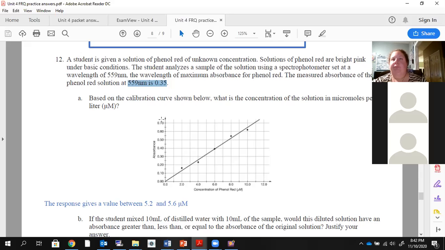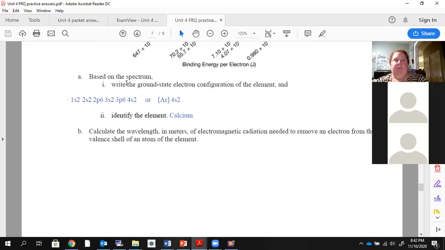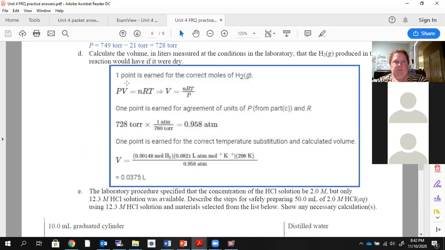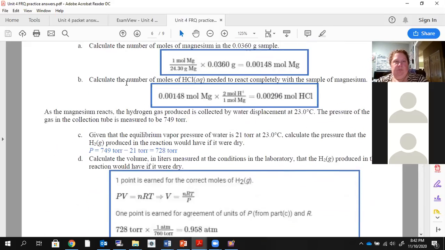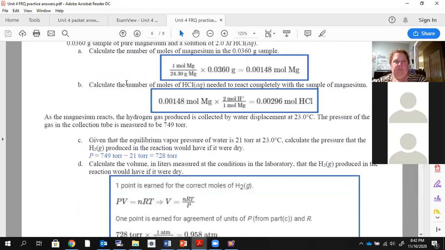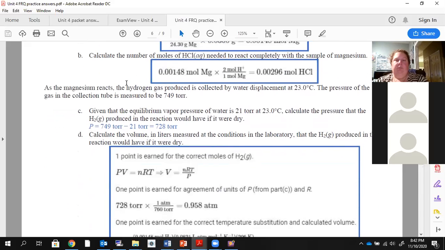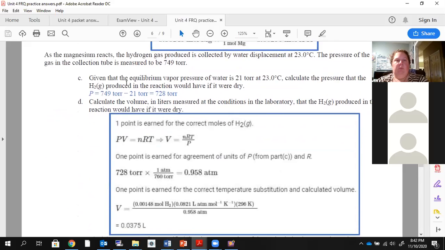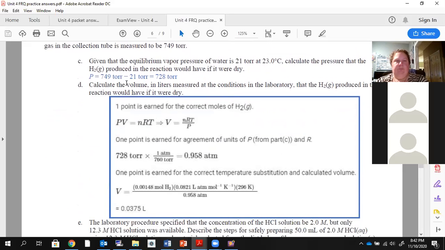Okay. Can we also go to number 10 for part D? The only thing that I was confused about, so scroll down a little bit more, please. So it uses the 0.00148 moles of H2, and I didn't know why.